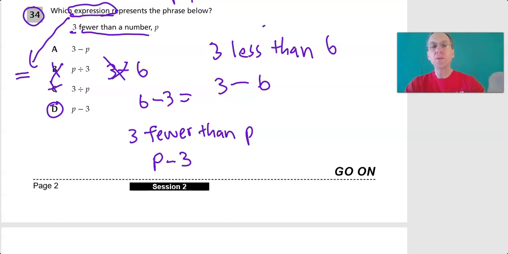If I have a number like 6, what would be 3 fewer than 6? Okay, so you want to think through. That's how you work through some of these.